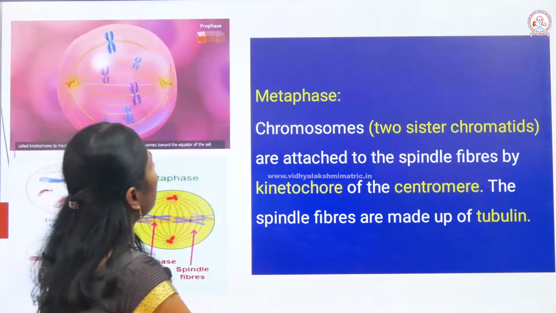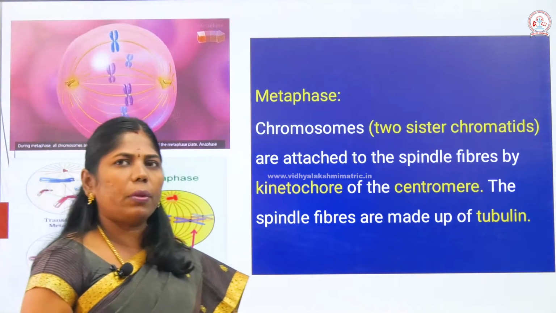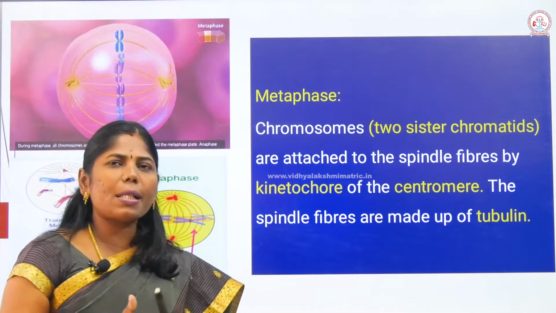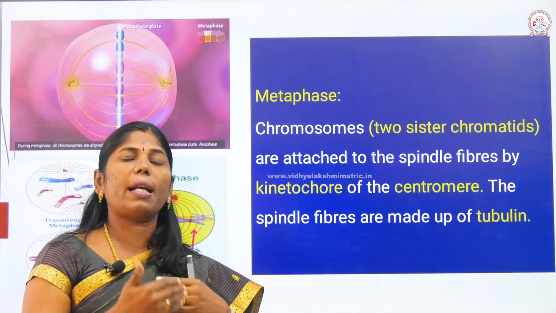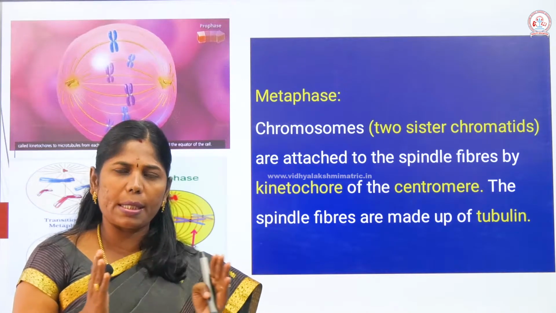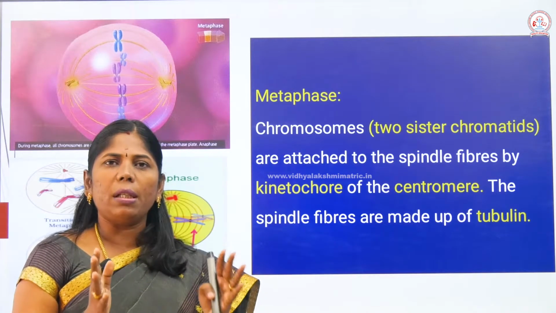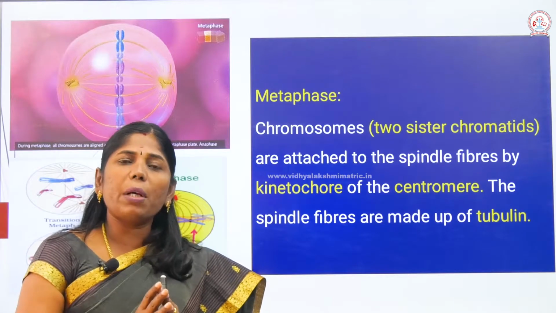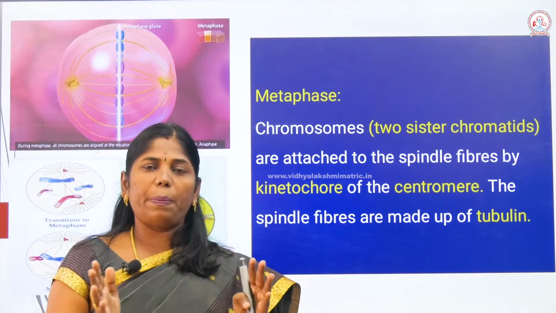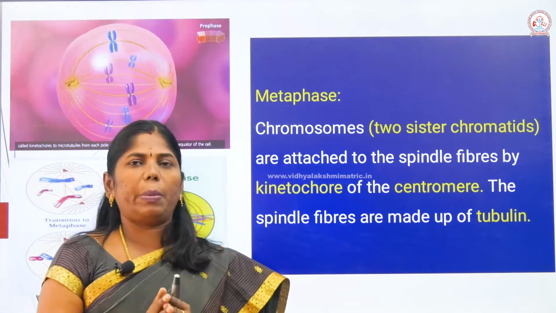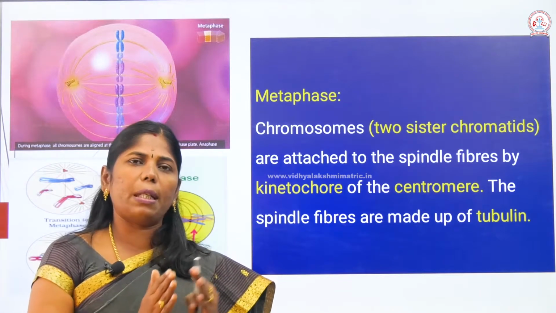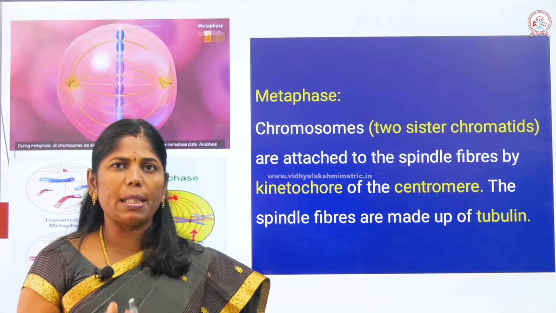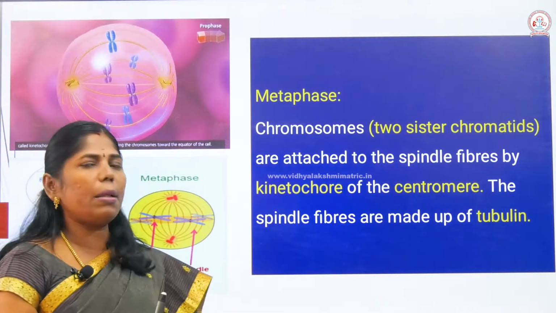So what about the next stage? Metaphase is the next stage after prophase. So what happened in the prophase? The nuclear membrane disappears, the nucleolus disappears, and some of the cell organelles disappear. What appears is that the spindle fibers are formed. We studied the spindle fibers in plant cells and in animal cells. So next we have to see the metaphase.